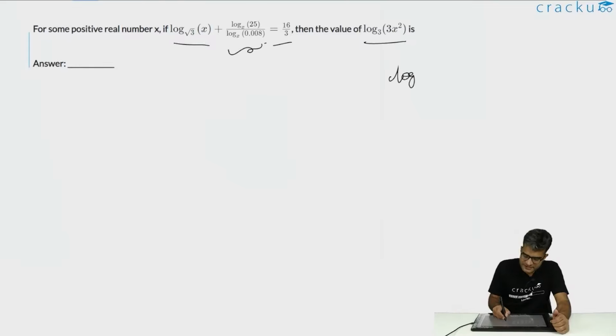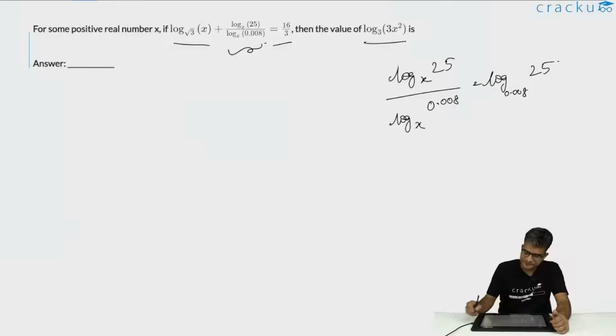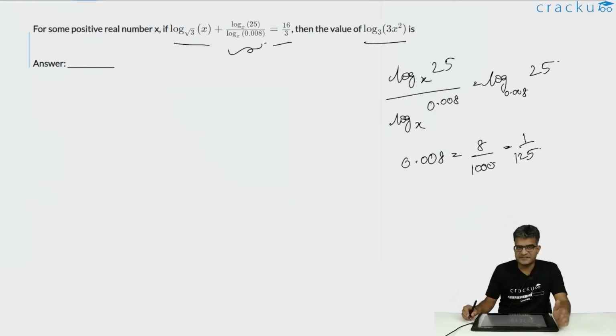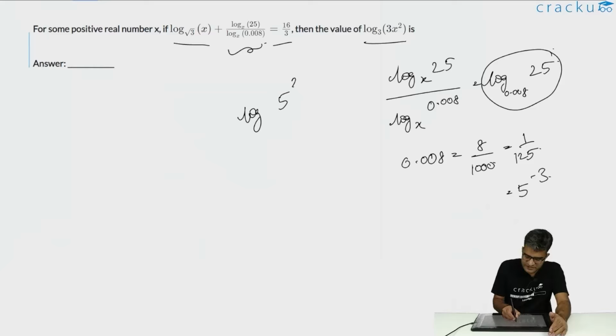Log of 25 to the base x divided by log of 0.008 to the base x is equal to log of 25 to the base 0.008. But what is 0.008? 0.008 is 8 divided by 1000, which is equal to 1 by 125. 125 is 5 cubed, so this is equal to 5 to the power minus 3. So this is essentially equal to log of 5 square, which is 25, to the base 5 to the power minus 3. This is equal to minus 2 by 3.